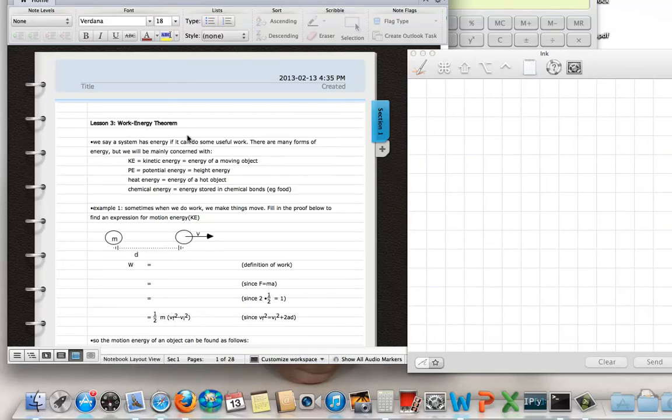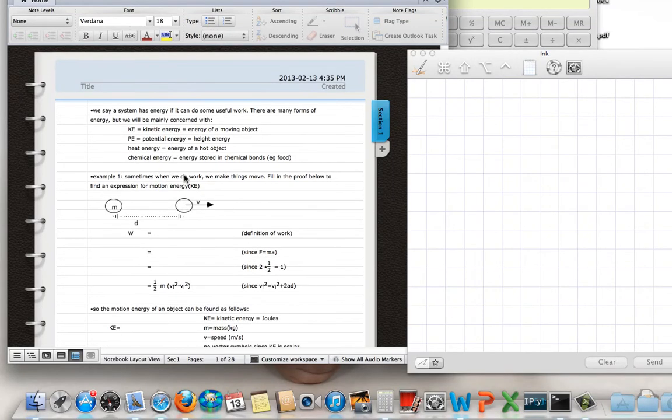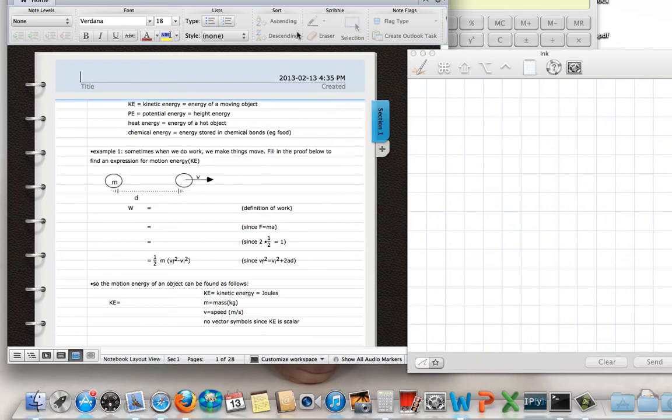Okay, so the relationship between work and energy. Now, sometimes when we do work, we make things move. So let's just do a little derivation with that. Work, of course, is a force times a displacement, but we know force is ma from Newton's second law, so we can write that as mad.